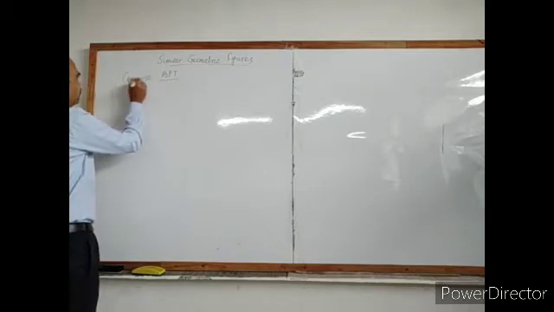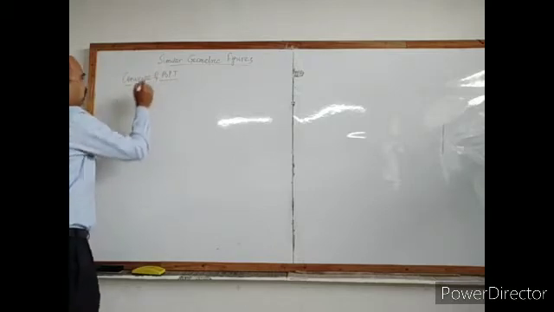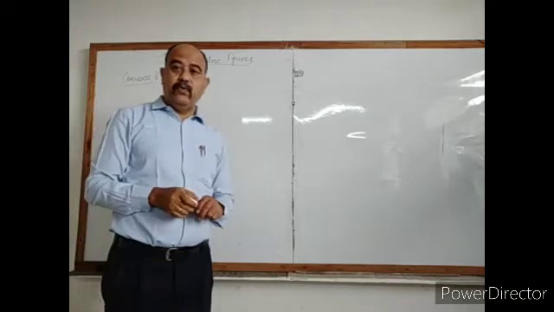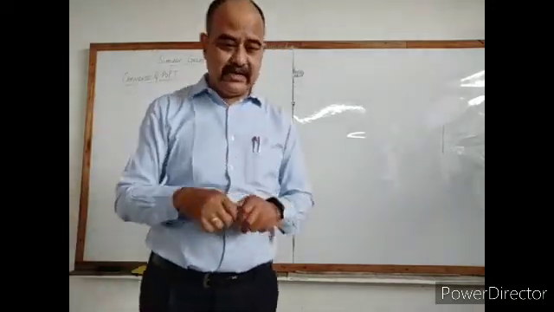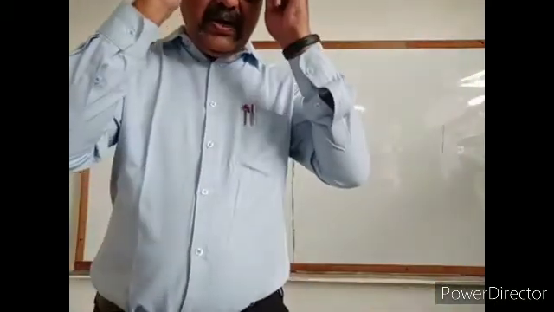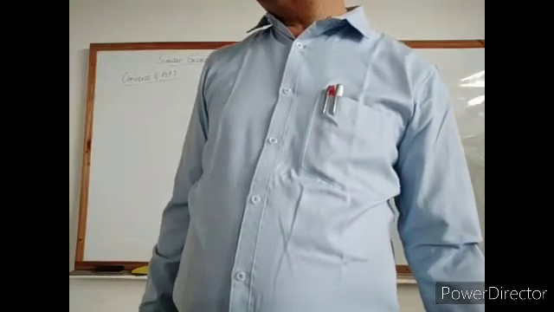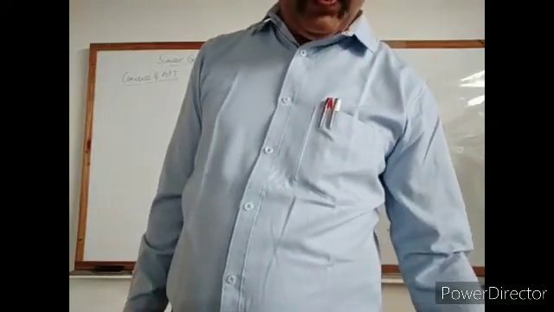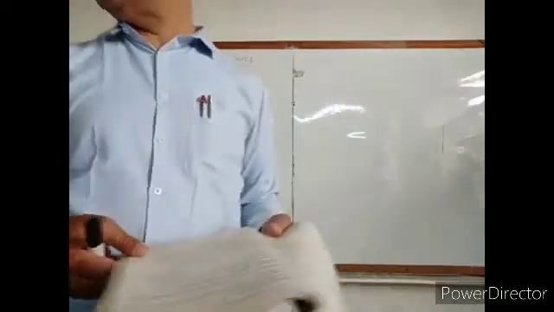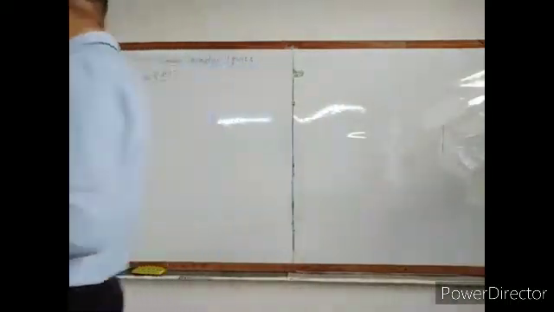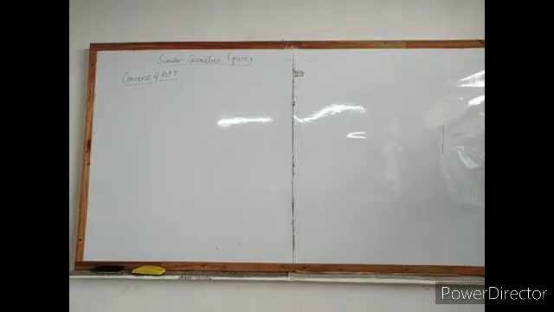Converse of BPT means just the reverse of what the BPT says. This is in your book, page number 179, Theorem 2. I am just reading it out from the book: if a straight line divides two sides of a triangle in the same proportion, then it is parallel to the third side of the triangle.